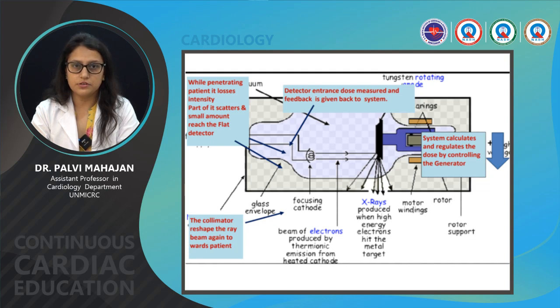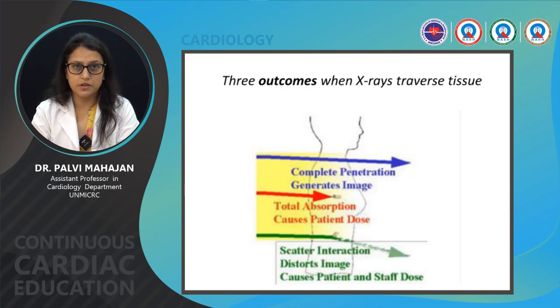A beam of electrons is produced by thermionic emission from a heated cathode. X-ray is produced when high energy electrons hit the metal target. Again, the system calculates and regulates the dose by controlling the generator. There are three outcomes when X-ray traverses the tissue: either complete penetration, or total absorption, or a scattered interaction.